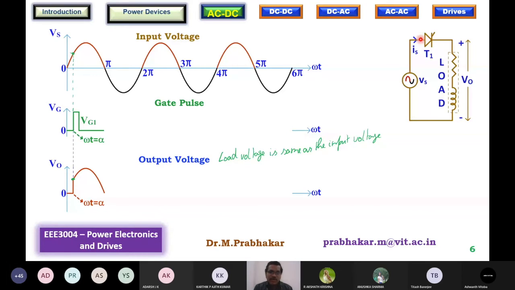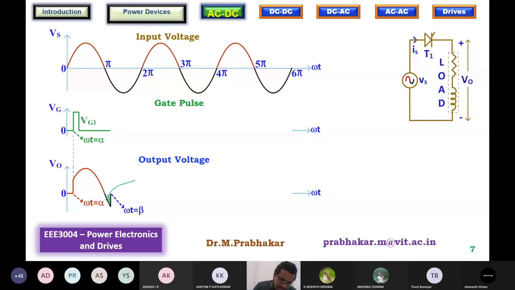At omega t equal to pi, voltage comes down to zero. Therefore, current must also come down to zero, but the inductance opposes that. Therefore, conduction continues even after omega t equal to pi because of the stored energy in the inductor. So this portion is due to the stored energy in the inductor.